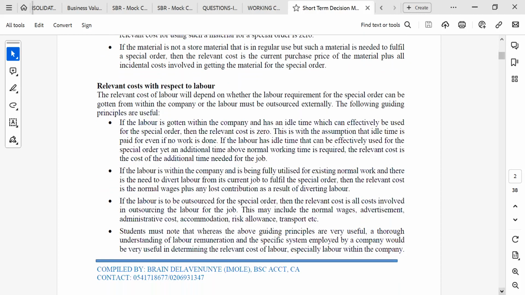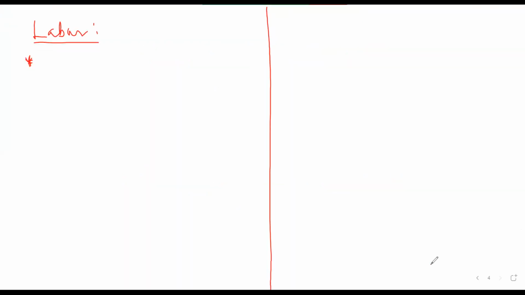Let's come to relevant costs in respect to labor. In respect to labor, you have to be very careful. The first question that you have to ask yourself is, are your workers fully engaged? Do they have spare capacity? Is there any spare capacity for the contract? If there is no spare capacity, what is going to happen?